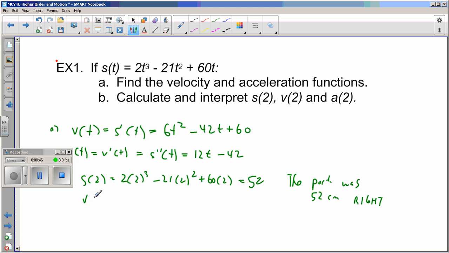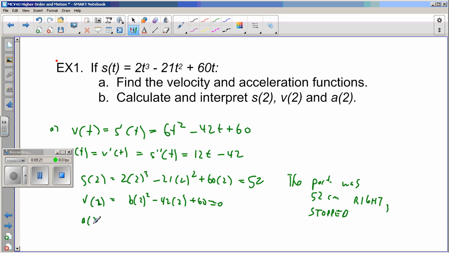And velocity at 2, just substitute that in again, is 6 times 2 squared minus 42 times 2 plus 60, which is 0. So what does that mean? When the velocity is 0, it means it was stopped, right? Velocity is 0 probably means it's either a maximum or a minimum, right? Maximum or minimum distance, position.